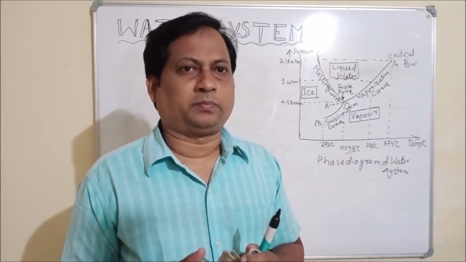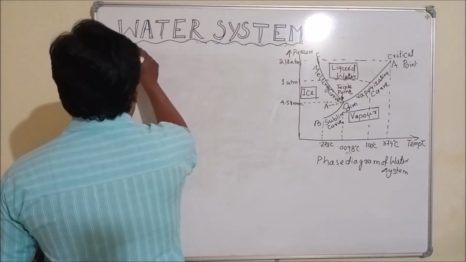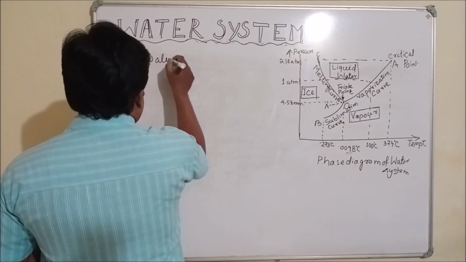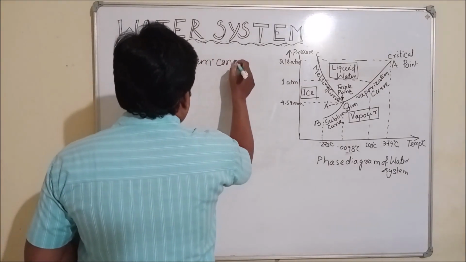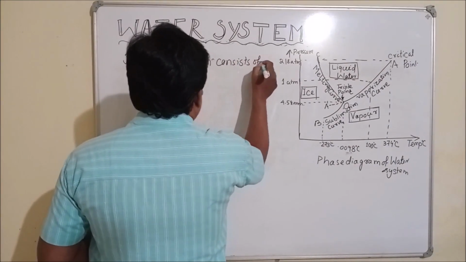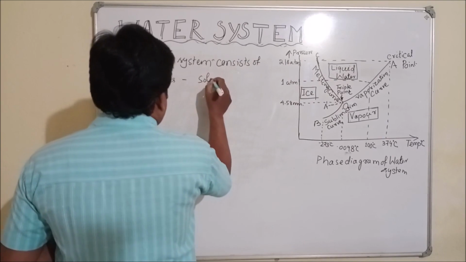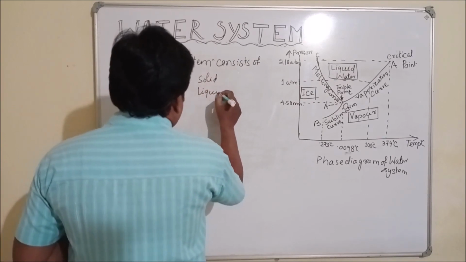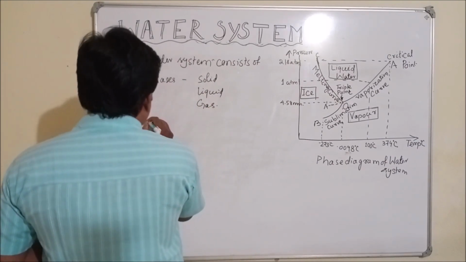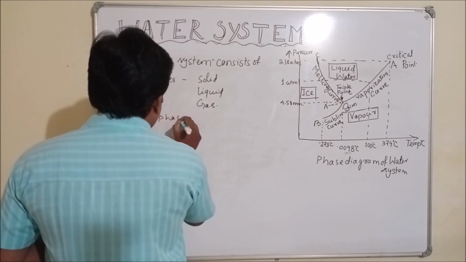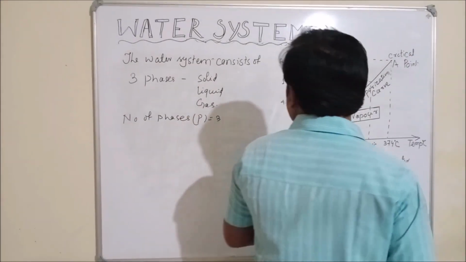Now let us discuss the water system. The water system consists of 3 phases: solid, liquid, gas. Okay. So the number of phases P equal to 3.